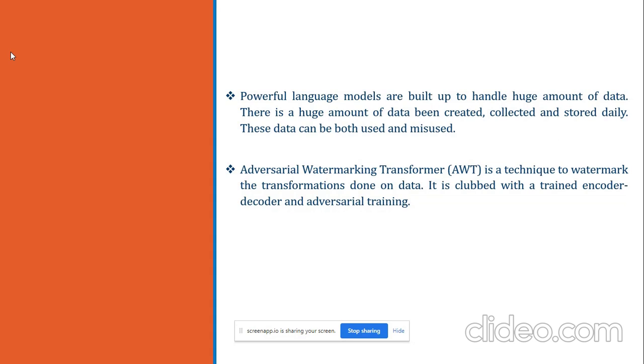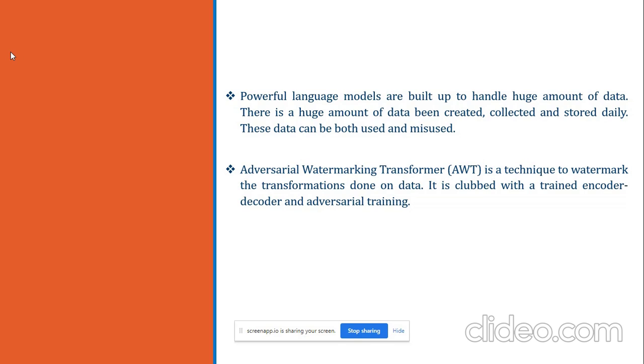Powerful language models are built to handle huge amounts of data. There is a huge amount of data being created, collected and stored daily in our day-to-day life. This data can be both an advantage and a disadvantage. It can be used as an advantage to train models and as a disadvantage to train illegal activities. Adversarial watermarking transformer is a technique to watermark the transformation done on the data.